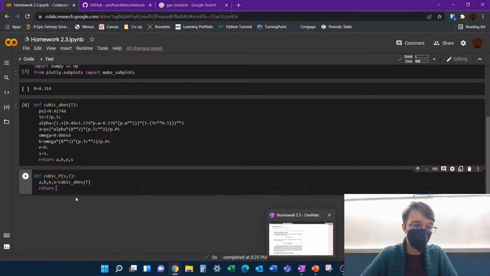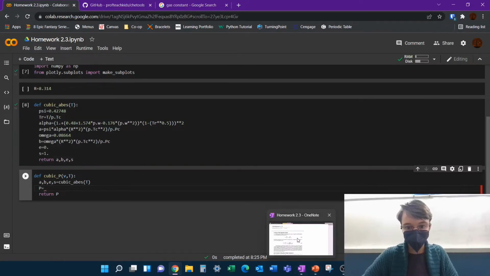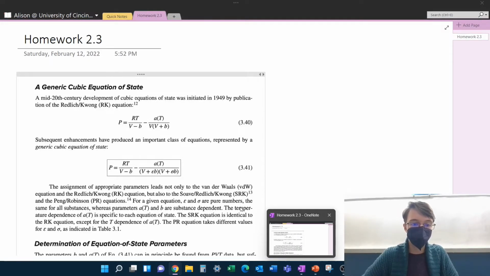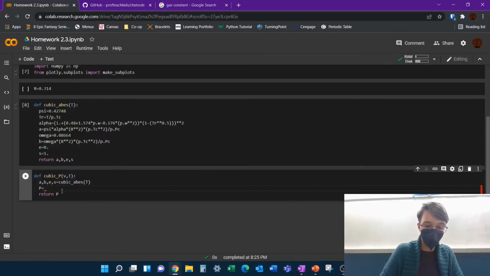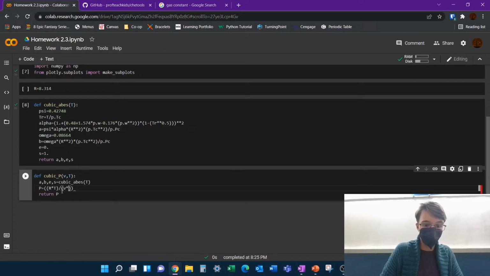So here we can actually, let's just return pressure, and then we can find the pressure here. So pressure is equal to gas constant times temperature divided by specific volume minus B, right?